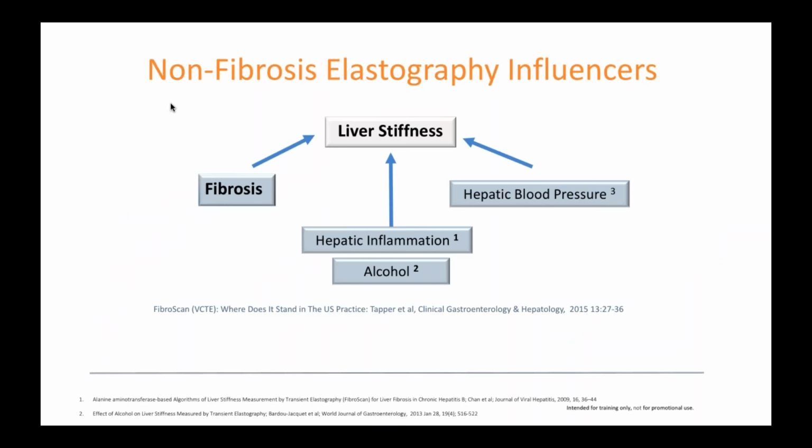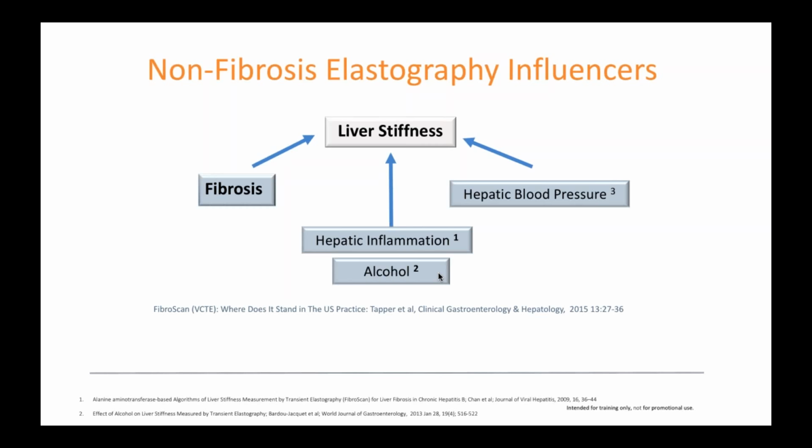If you were to say that fibrosis is the primary influencer of shear wave speed and liver stiffness, you would be correct. But there's two other important variables that you need to keep in mind if you're using those threshold values from the publications that I mentioned. First of all is hepatic inflammation. We know that an inflamed liver will test more stiff than a non-inflamed liver.